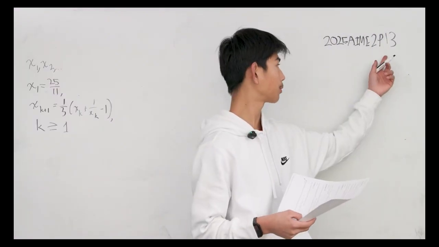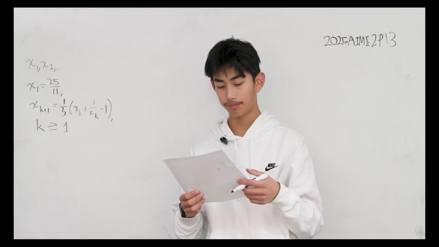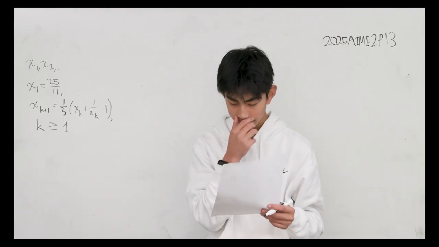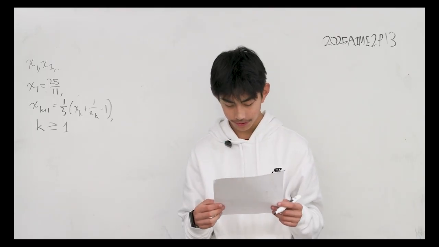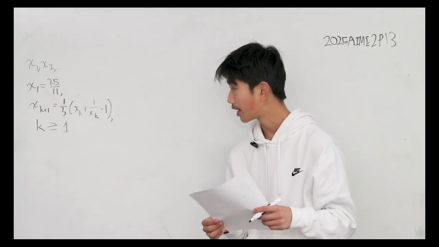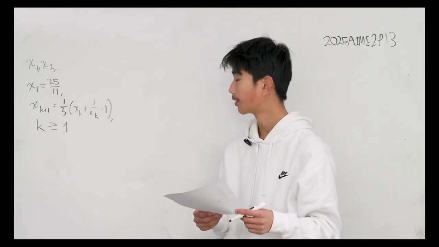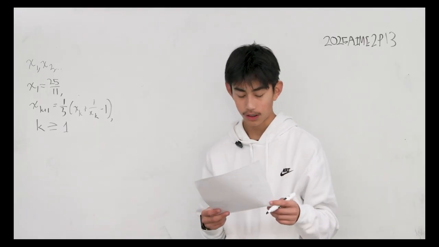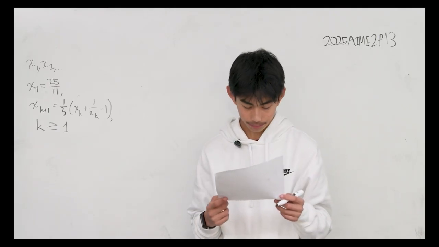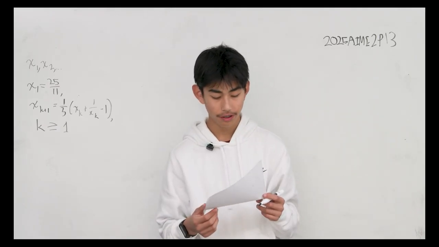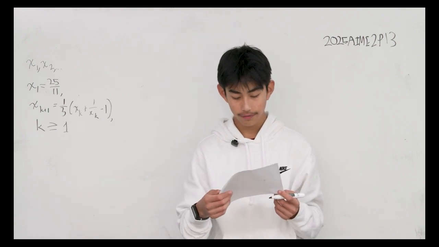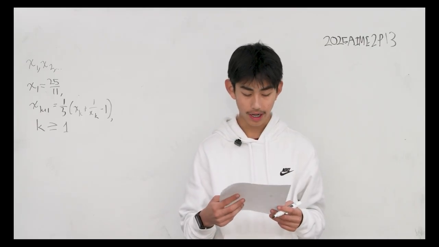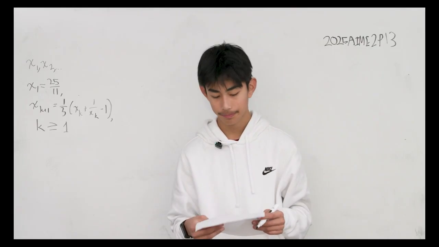We're solving problem 13 from the 2025 AMC 12. Let the sequence of rationals x sub 1, x sub 2, ... be defined such that x sub 1 is 25 over 11 and x sub k plus 1 equals 1/3 times x sub k plus 1 over x sub k minus 1 for all k greater than or equal to 1. Then x sub 2025 can be expressed as m over n for relatively prime positive integers m and n. Find the remainder when m plus n is divided by 1000.